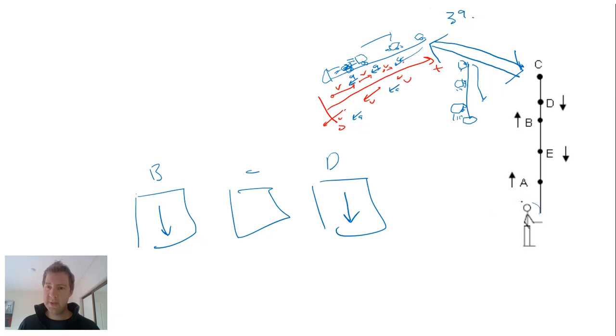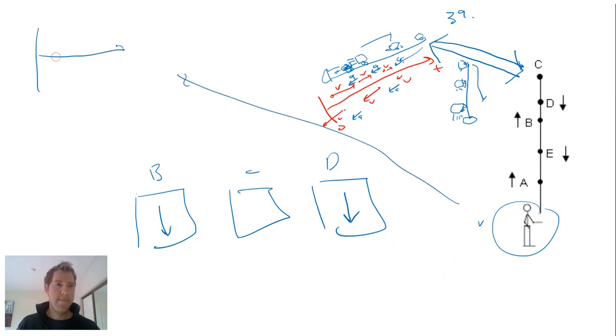You could draw a velocity time graph for the ball. Here's my velocity, here's my time. The ball starts off at A going really fast, high positive velocity. By the time it gets to C, it has 0 velocity. And then by the time it's going back down to E, it's going fast in the negative direction. This is my velocity. From my velocity time graph, I'm going to draw an acceleration time graph.